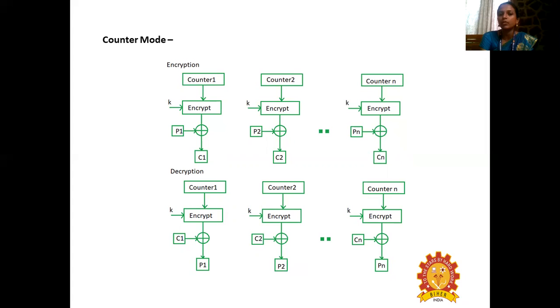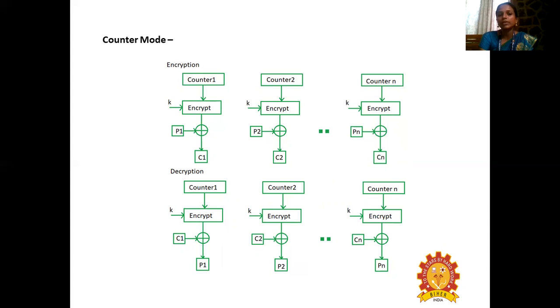The same thing goes for counter 2 also. Counter 2 encrypts the data, and here also with the help of the key, it produces the output. We give the output to the XOR with the plain text P2, and it produces the ciphertext. The same thing happens up to the last. So we start from counter 1, counter 2, up to counter n. Next, counter 1 encrypts the data with the help of the key, then we XOR with the plain text, and it produces the ciphertext.